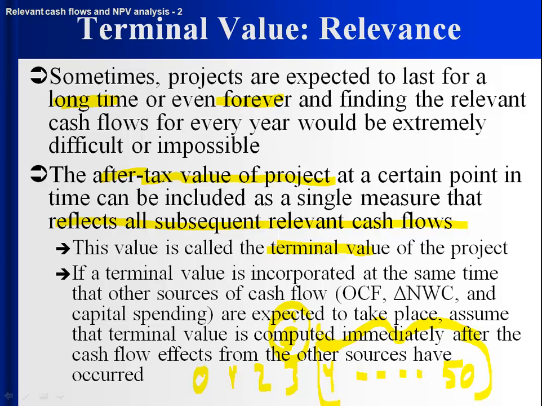Now, let's say we have a terminal value at time 3. We would also include all the other elements, the operating cash flow, the change in net working capital, capital spending, anything else that's relevant for time 3. And then terminal value captures everything from 4 through 50. So that's the basic idea of terminal value.